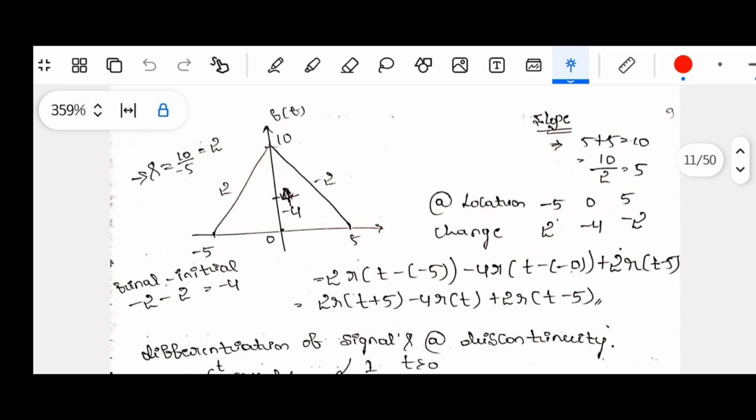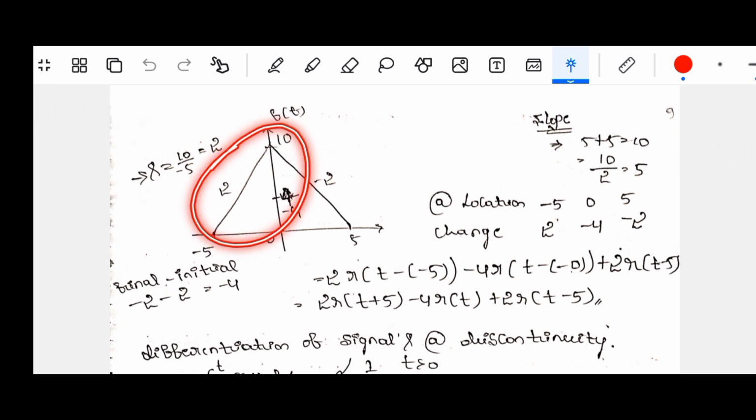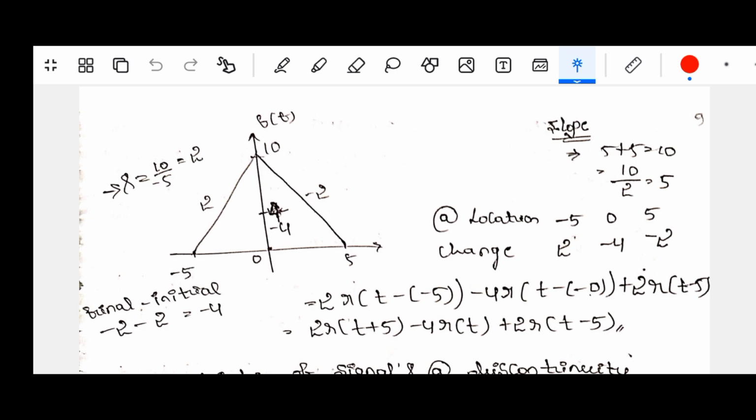Next, see the problem. This is the given problem. Here, solve this problem. At location minus 5, we will get plus 2. At location 0, the value will be 4, minus 4. At plus 5, the value will be minus 2.